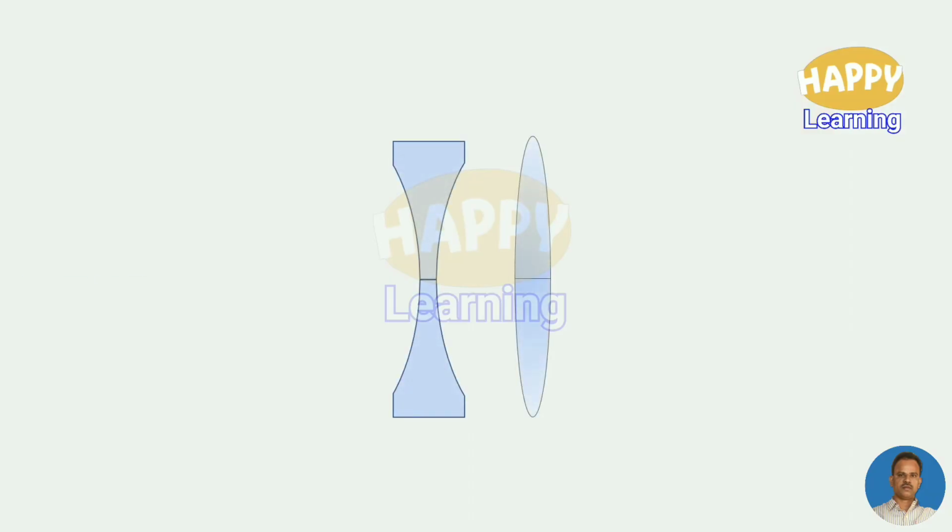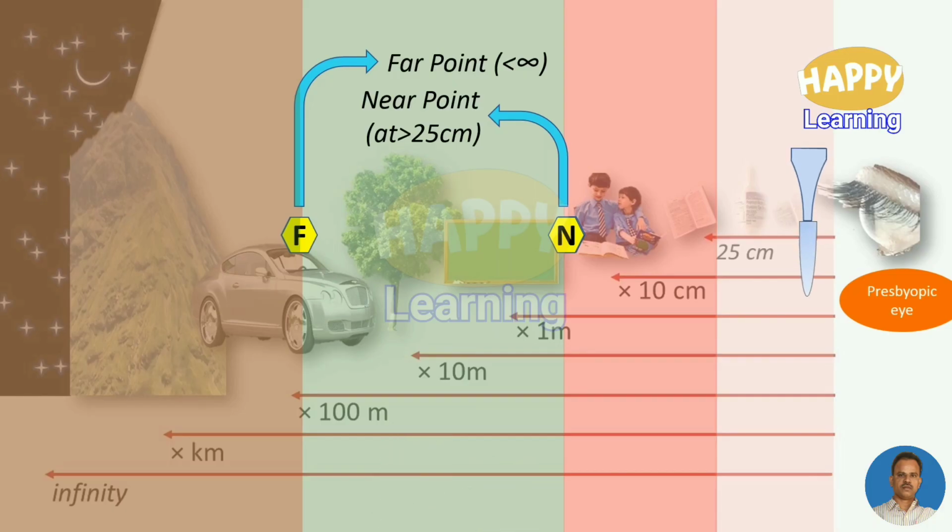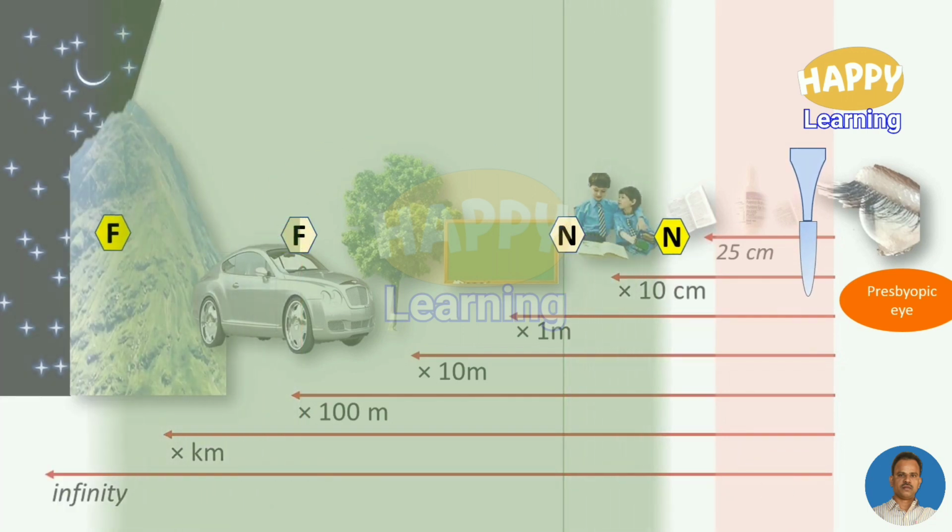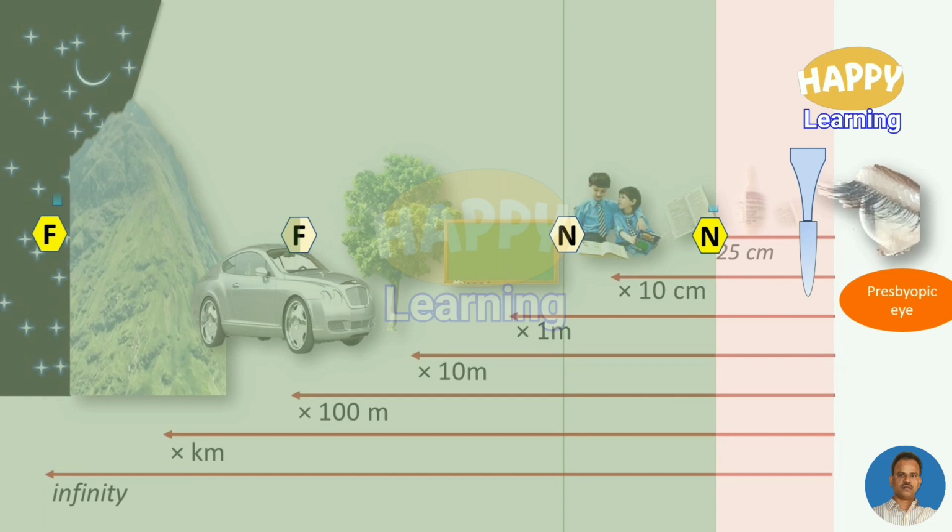When a convex lens plus a concave lens is introduced as spectacles, the near point is shifted towards the eye and the far point is shifted towards infinity. Clear vision range is increased. Presbyopia is corrected.